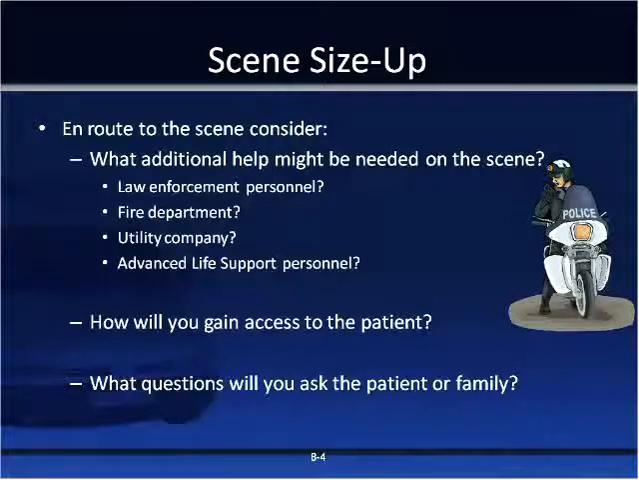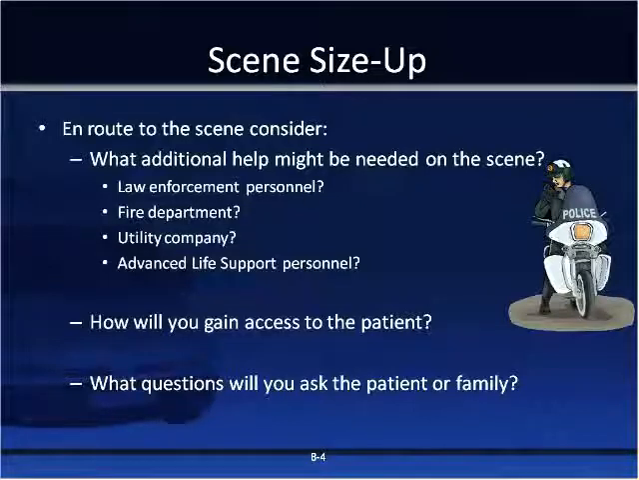En route to the scene, it's important to consider what additional help you might need on the scene. Do you think you might need law enforcement? What kind of things would you need law enforcement for? To go from crowd control, vehicular safety, roadway safety. Do you need fire department for extrication, for fire suppression? Do you need the utility companies for gas leak, water leak, downed power lines? Do you need advanced life support personnel for significant chest pain, for significant respiratory complaints, significant trauma?